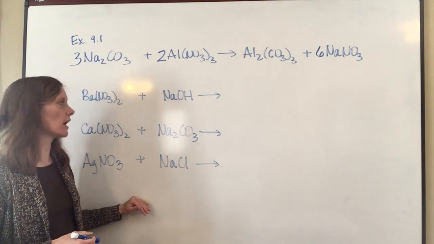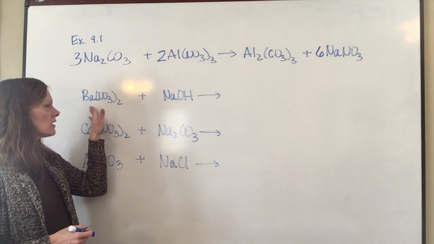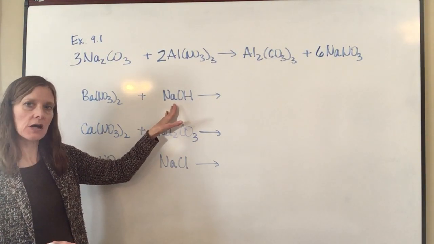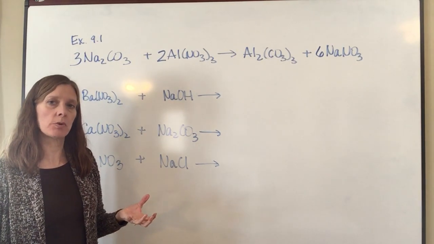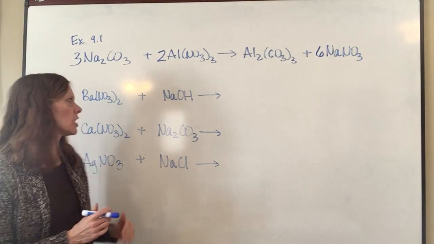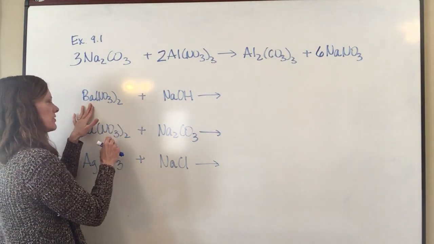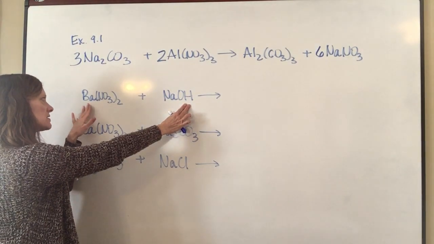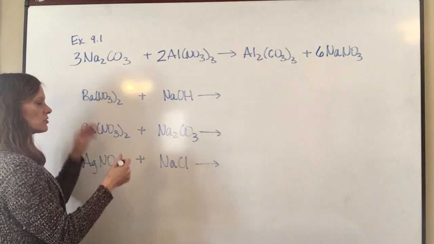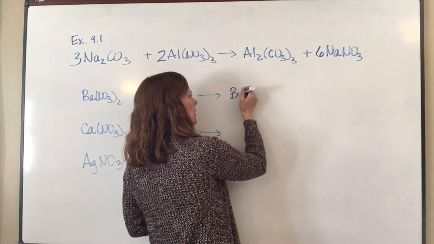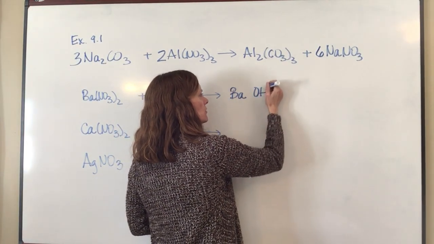So what we're going to do, we'll do this first one together, and then I'm going to let you try the next 2 yourself. So I've got barium nitrate and sodium hydroxide, and as we talked about before in a double replacement reaction, really what they're going to do is they're just going to kind of swap partners. So I'm going to take the barium and I'm going to put it with the hydroxide that's over here, because this is the positive ion, this is the negative ion. So they swap partners.